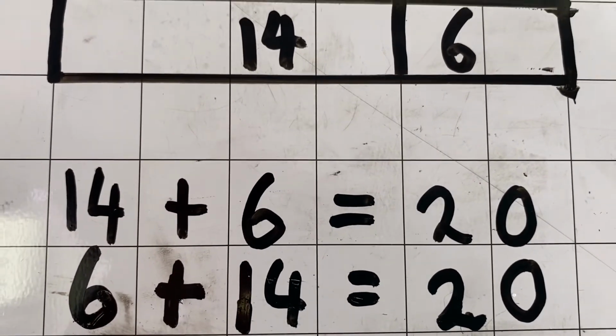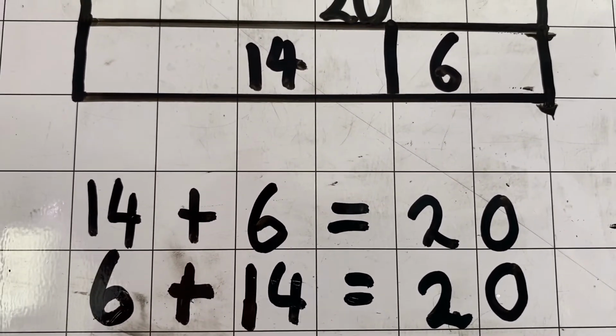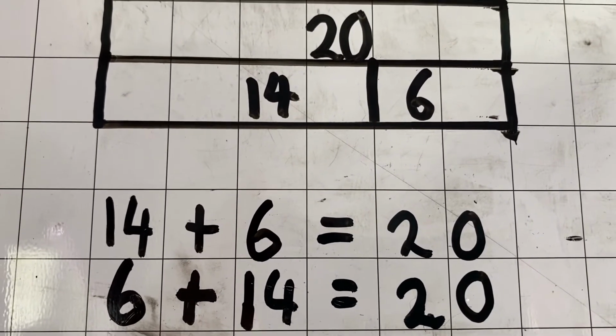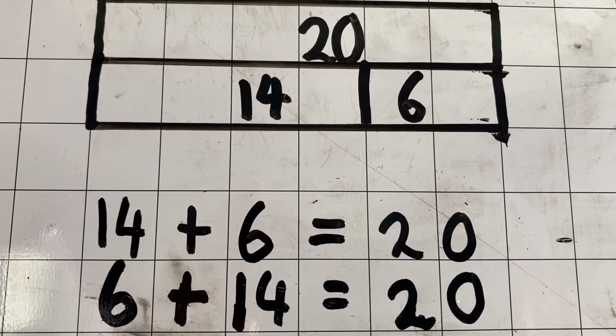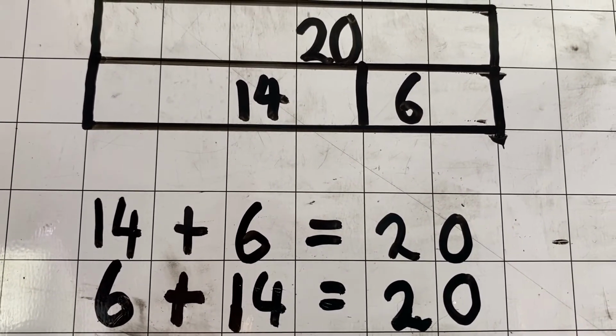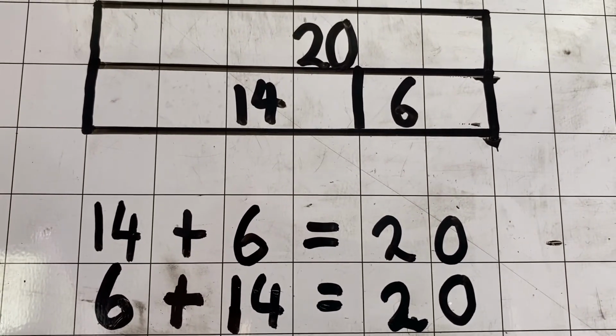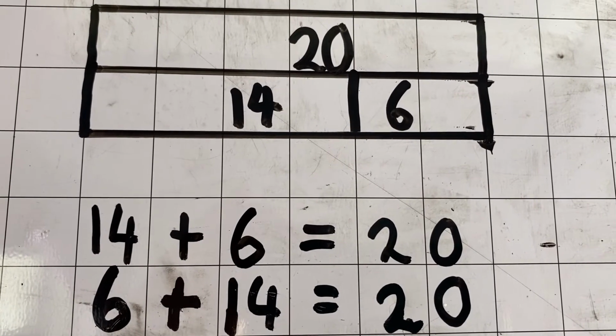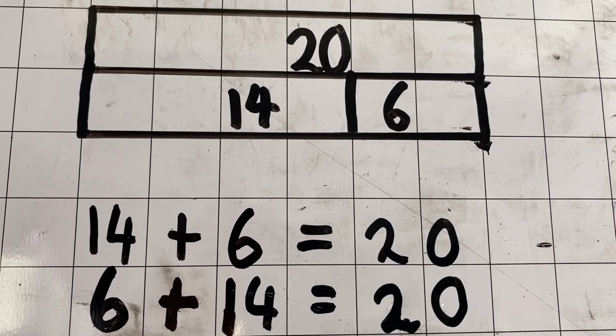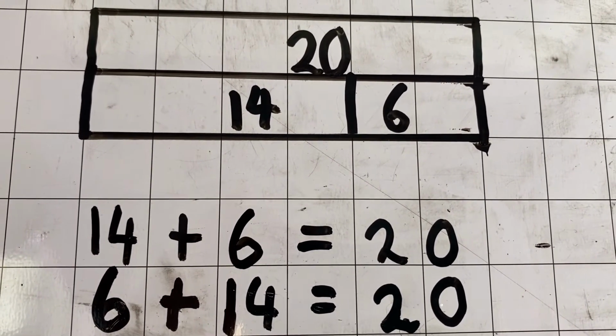14 add 6 equals 20. 6 add 14 equals 20. In addition, children will be able to find the missing number. 14 add what equals 20. 6 add what equals 20. 20 equals 14 add what, and so on.